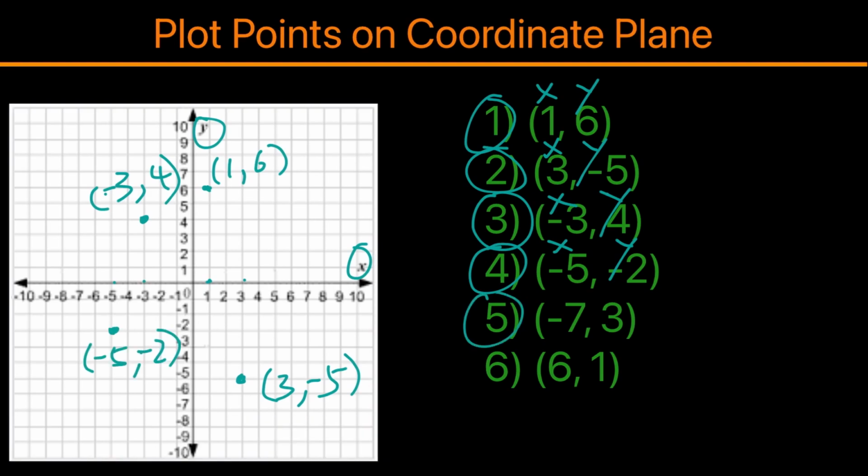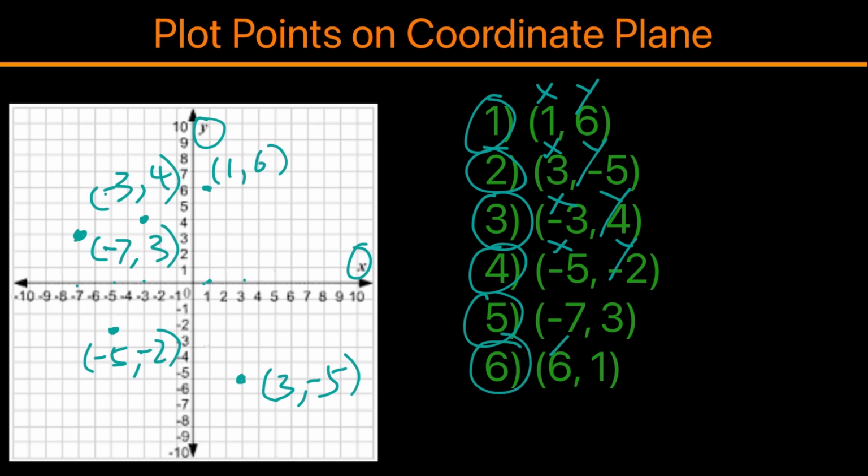For the fifth example, we have -7, 3. So starting from the origin, we go left to -7, and then we go upward 3 here. So this would be where we would plot the dot, and that would be (-7, 3).